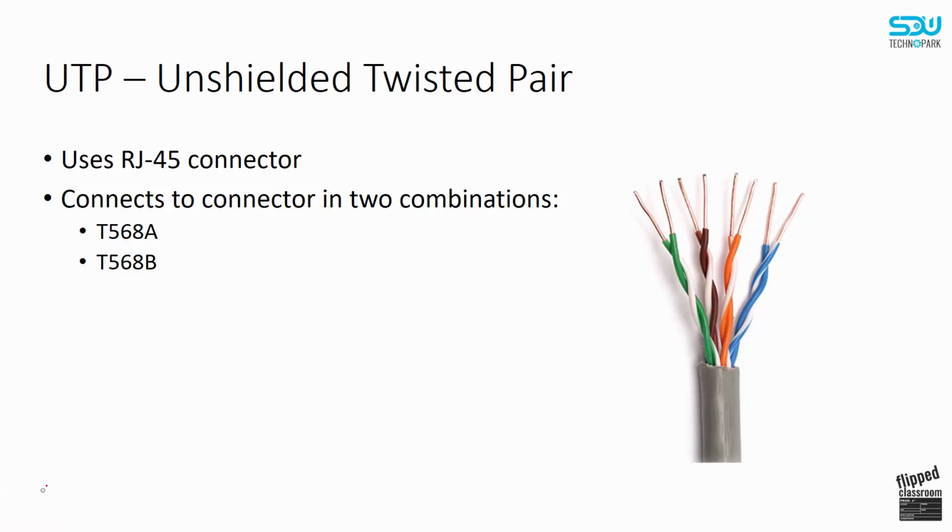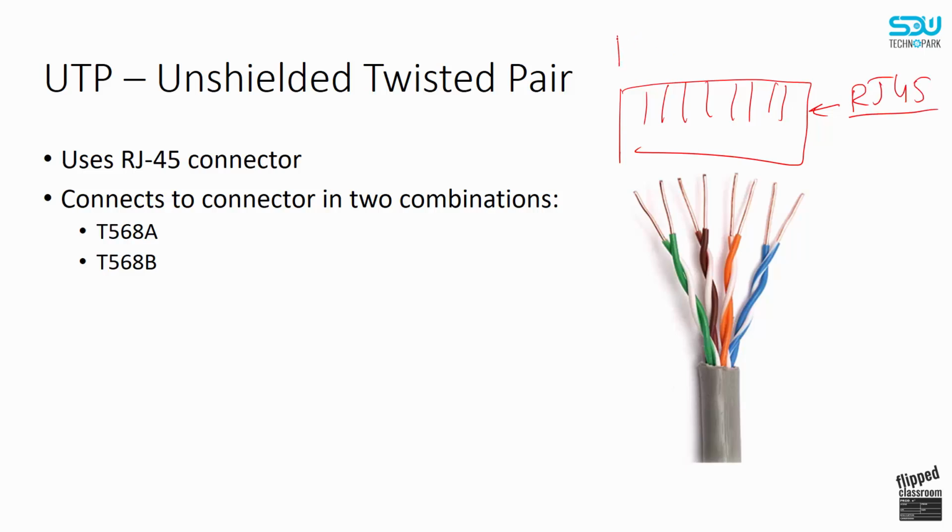So unshielded twisted pair, as I mentioned before, consists of 4 pairs and 8 pins with different colors. At the end of the cable we have a connector with 8 pins, 1, 2, 3, 4, 5, 6, 7, 8. And this type of connector is called the RJ45 connector, and it connects to a port. For example, this is a switch port or maybe a router's interface.